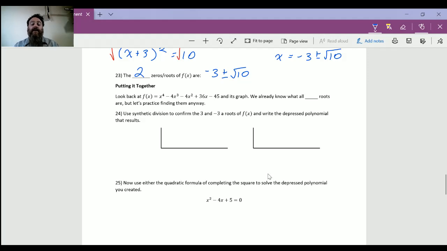All right, putting it back together. Let's go back to this original gem that we had there: x to the fourth minus 4x to the third minus 4x squared plus 36x minus 45. We know what all 4 roots are, but we're going to practice finding them anyway. They're telling us to use 3 and -3. Doesn't matter which one you use first, they're both going to work. I'm going to use -3 first because it's listed second and I feel like being different today.